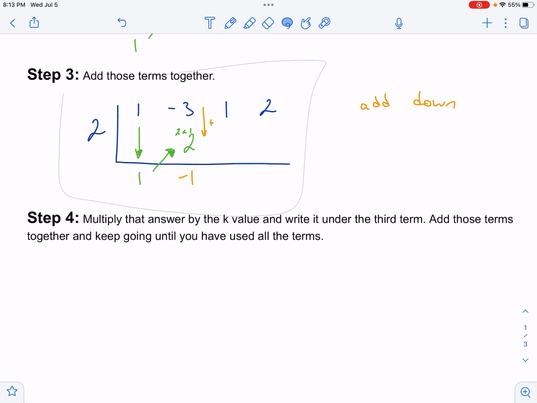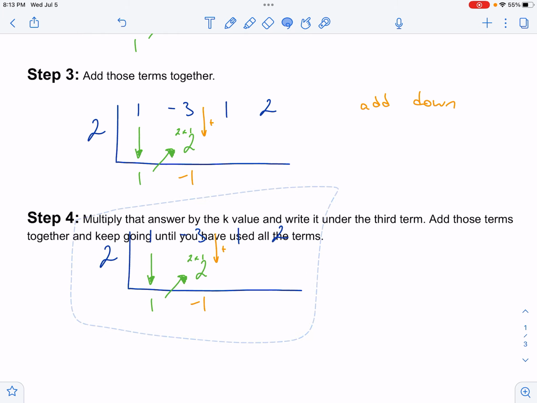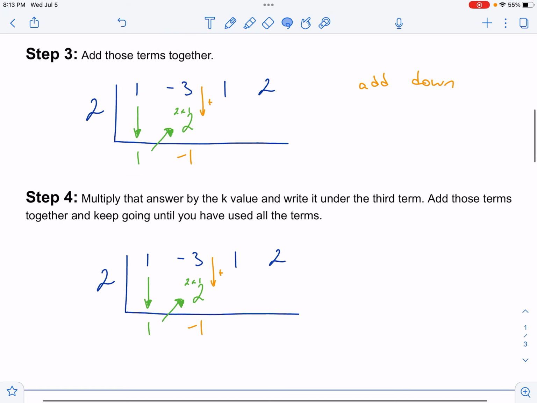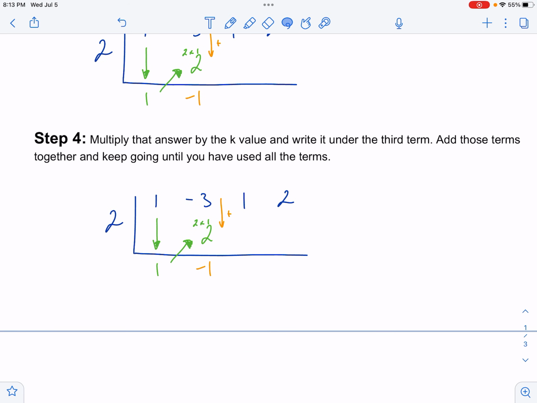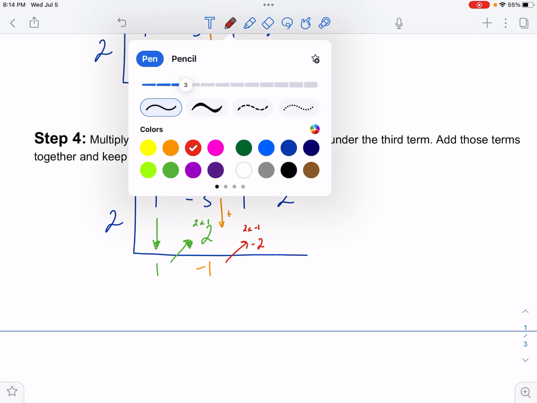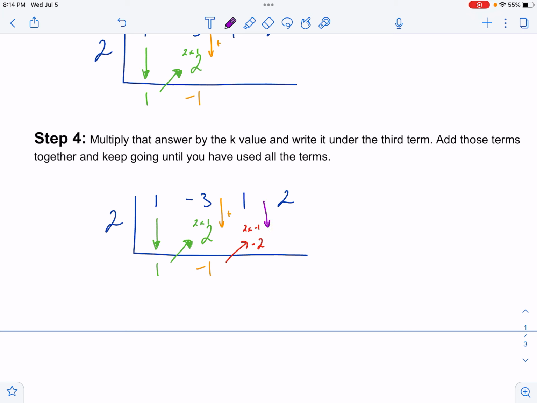Next step. Now we're going to repeat the process, rinse and repeat, okay? I'm going to go multiply across. 2 times -1 is -2. And then I'm going to add down. 1 plus -2 is -1.